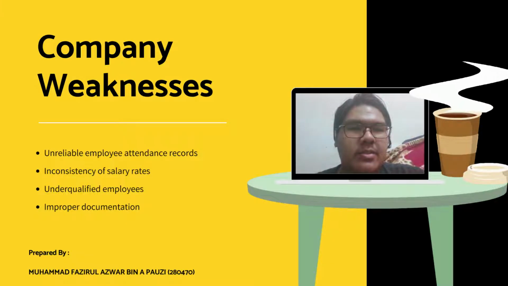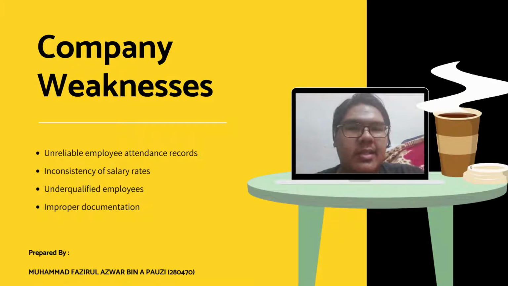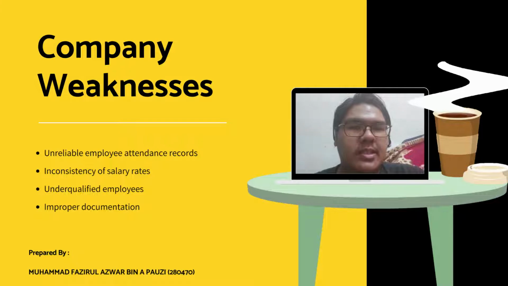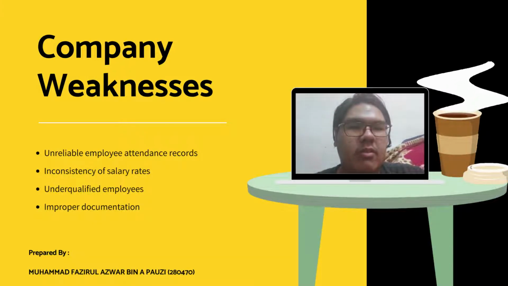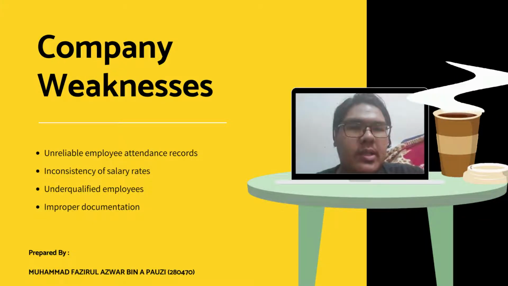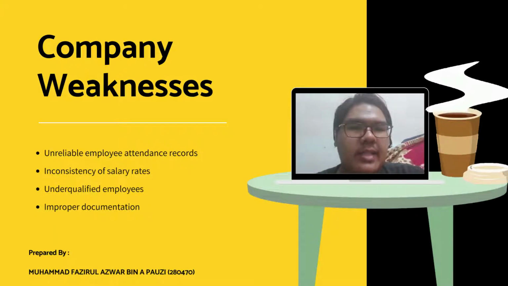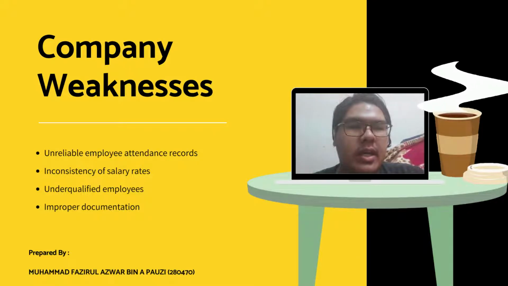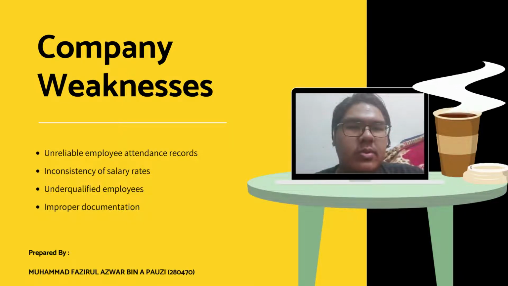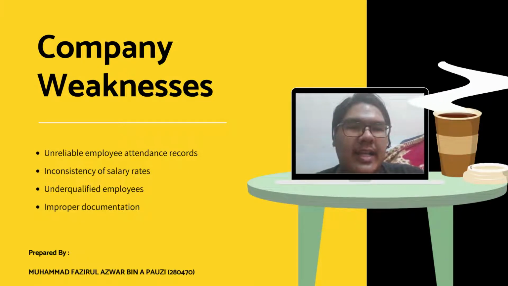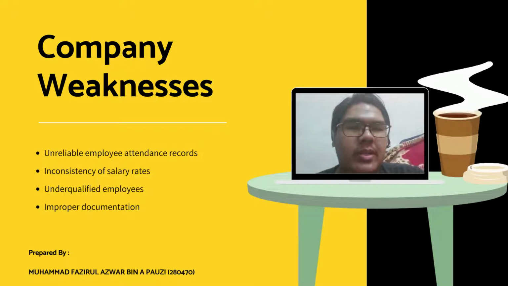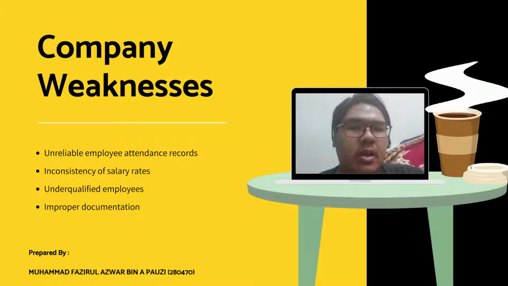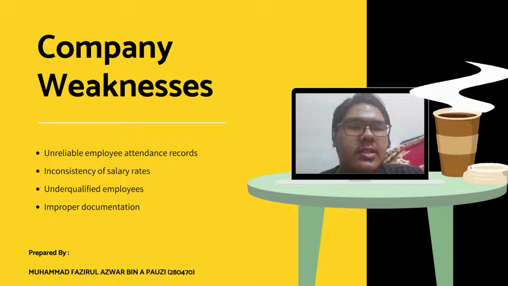Second is inconsistency of salary rates. The company pays the employees inconsistently on the basis of the profit or loss for the day. Third is underqualified employees. The company has an employee that is not able to do his job properly. Lastly, improper documentation. The company does not have a proper record of documents or statements.